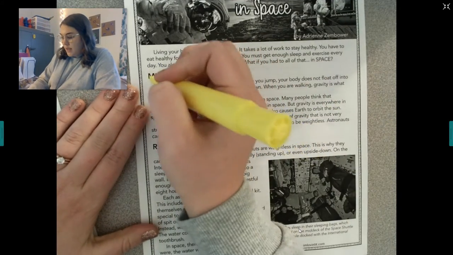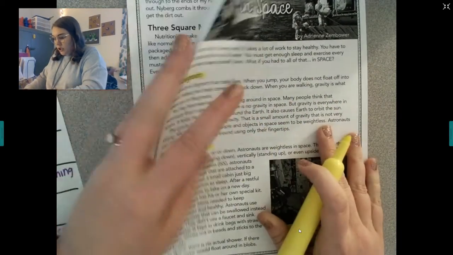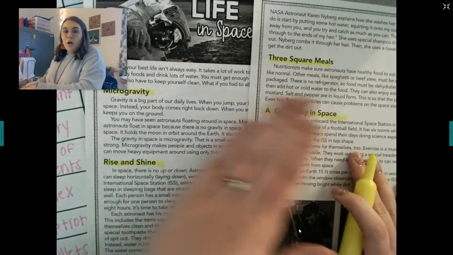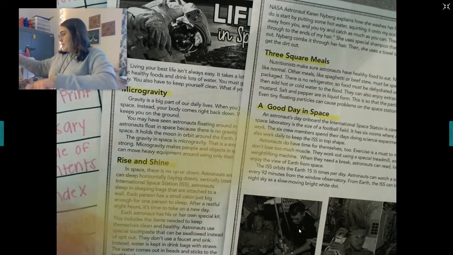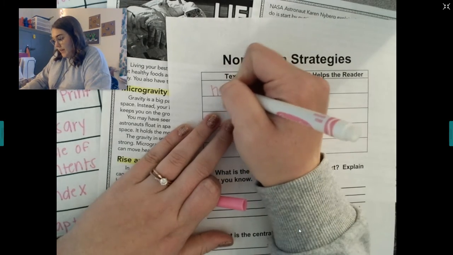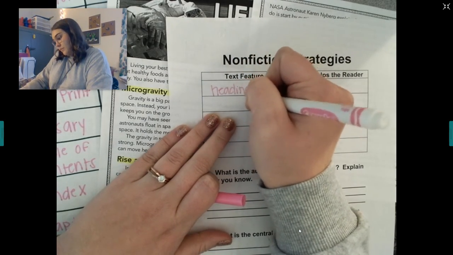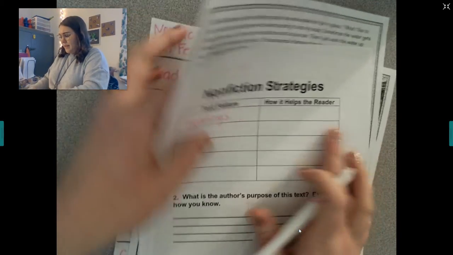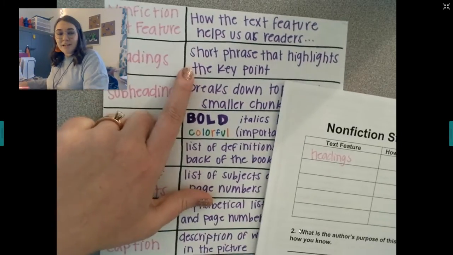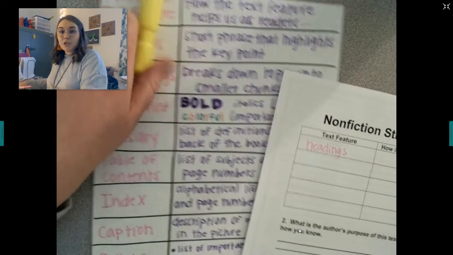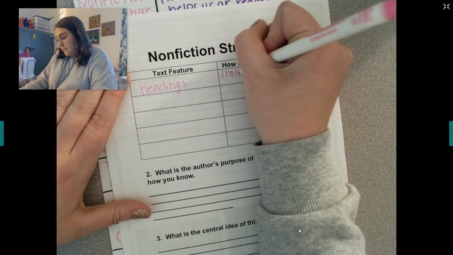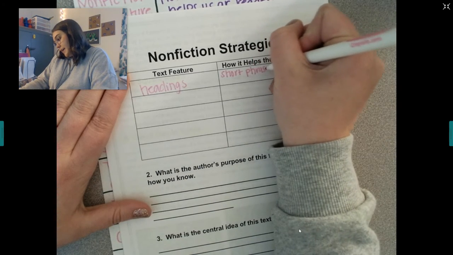Automatically, I notice these: microgravity, rise and shine, 3 square meals, a good day in space. Those are called headings. So I would write the text feature I found, headings. And then I'm going to put plural because there were more than one. And then tell how it helps the reader. Well, it tells you on that anchor chart how it helps you, but it's a short phrase that highlights the key point of that paragraph. So that's what I write right here.